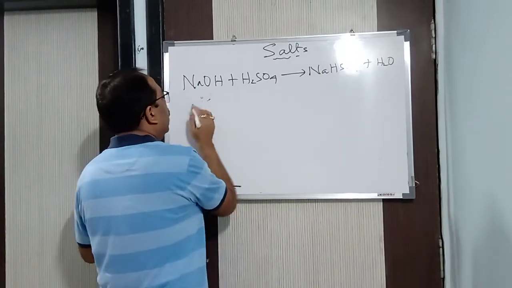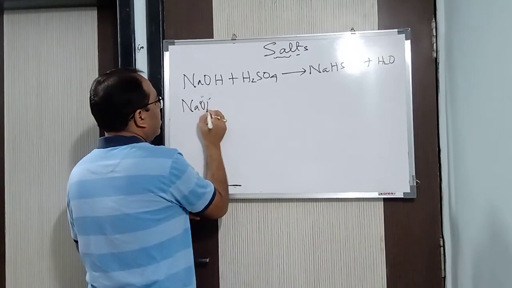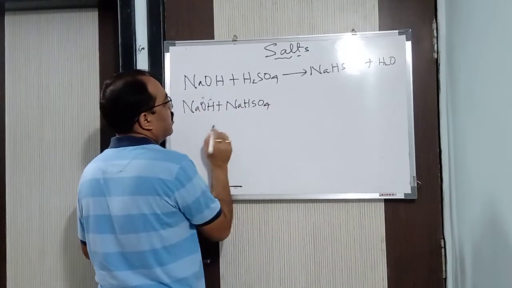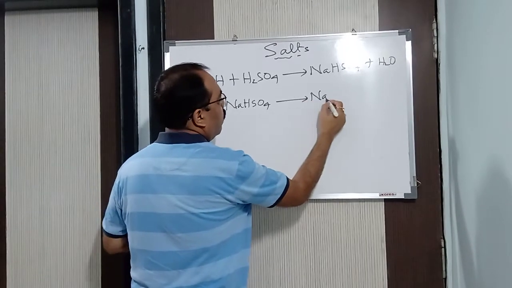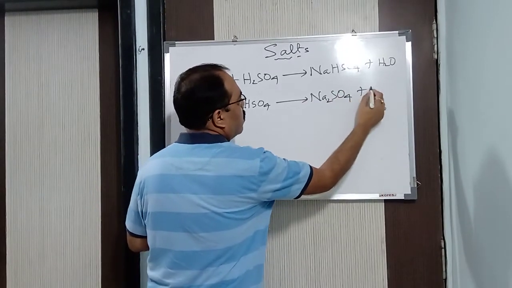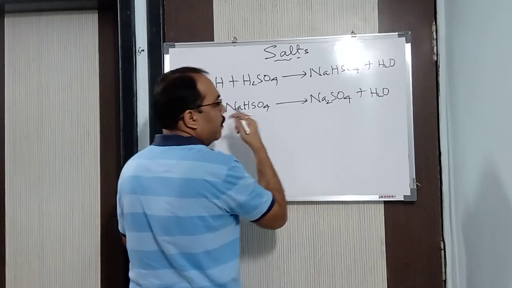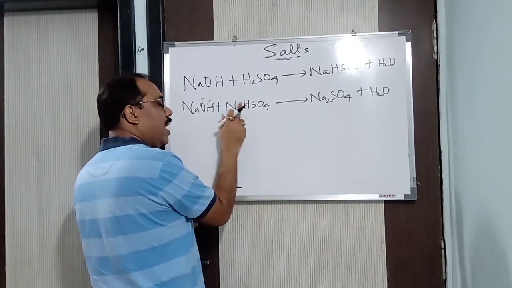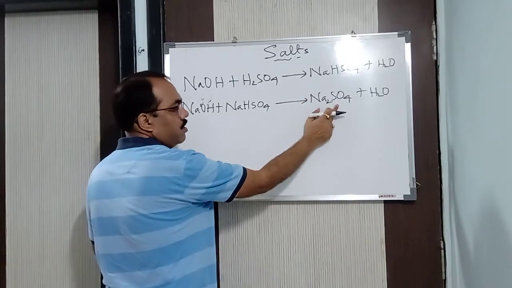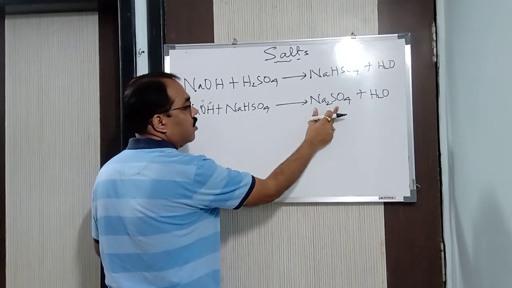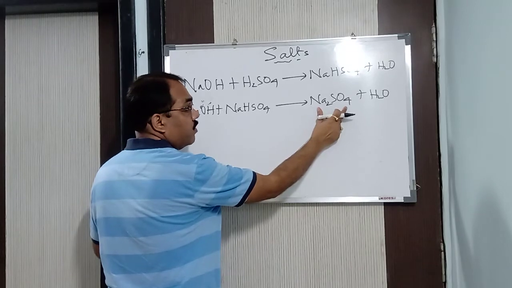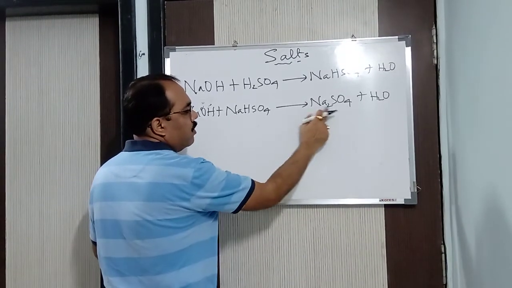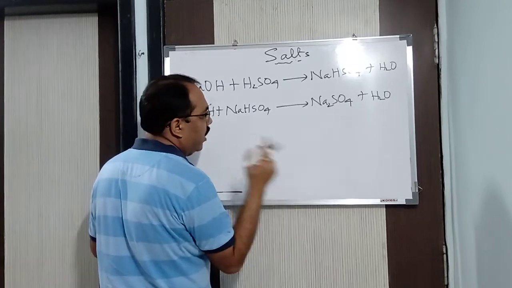Next, NaOH further reacts with NaHSO4 to form Na2SO4 plus water. Here, in NaHSO4, the hydrogen ion is completely replaced, and we get a normal salt. It does not contain any hydrogen ion. The name of the salt is sodium sulfate.